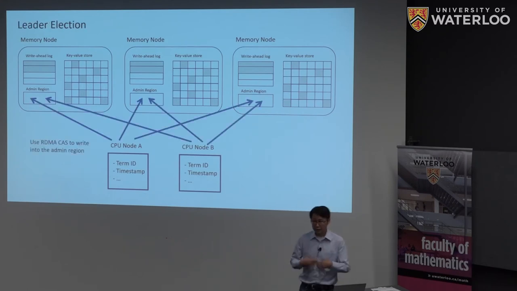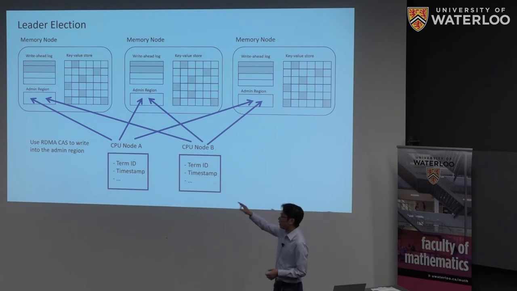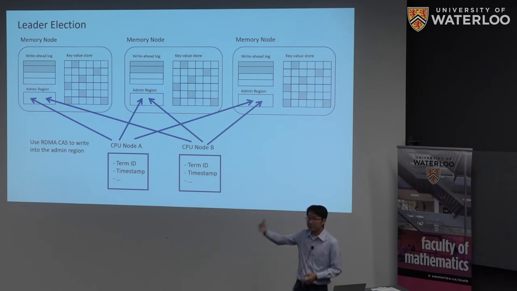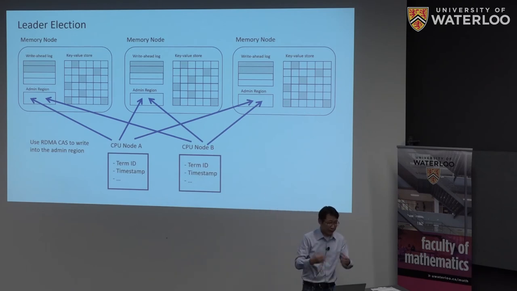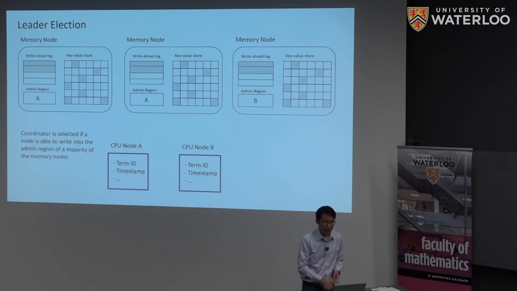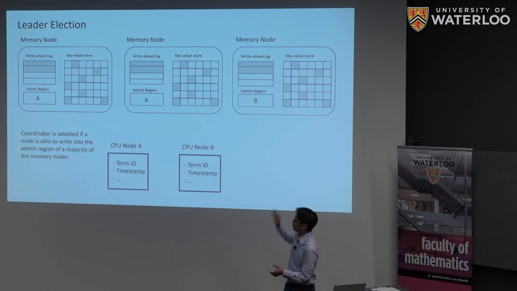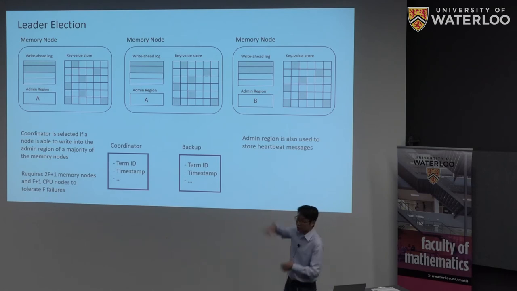So this is a leader-based consensus protocol, so one of the first steps we need to perform is leader election. And leader election happens a little differently compared to other consensus protocols. Instead, we have each CPU node use RDMA CAS operations, these one-sided remote compare-and-swap operations, to write to the administrative regions of each of the memory nodes. They fight to write their ID into these admin regions, and if a node is able to write its ID into a majority of these regions, it becomes the new coordinator. In this case, CPU node A wins this fight and becomes the next coordinator. The administrative region is also used for other purposes, like reading and writing heartbeats.